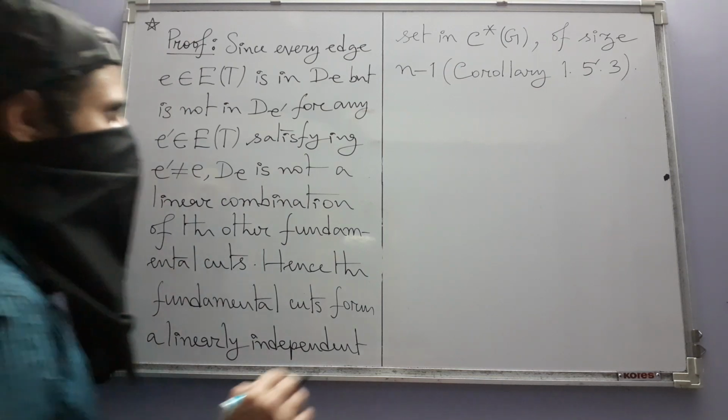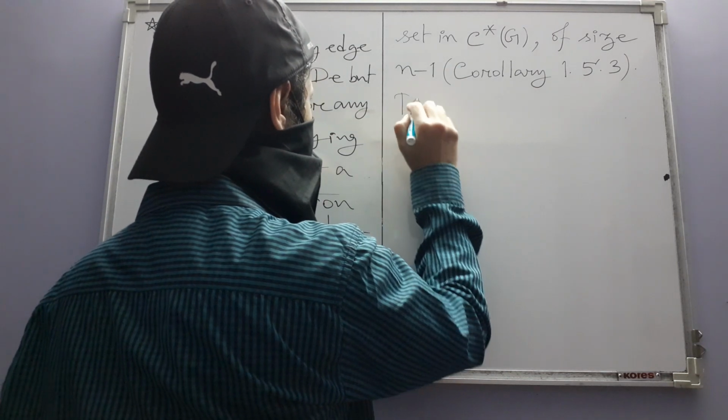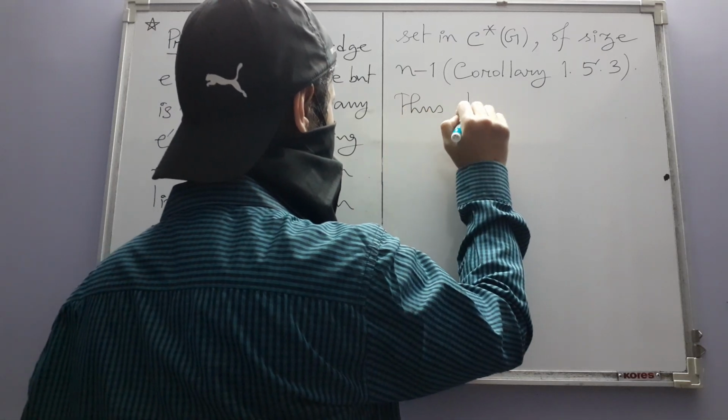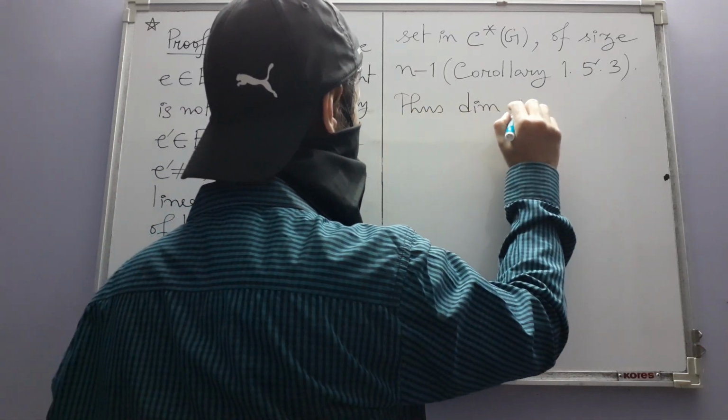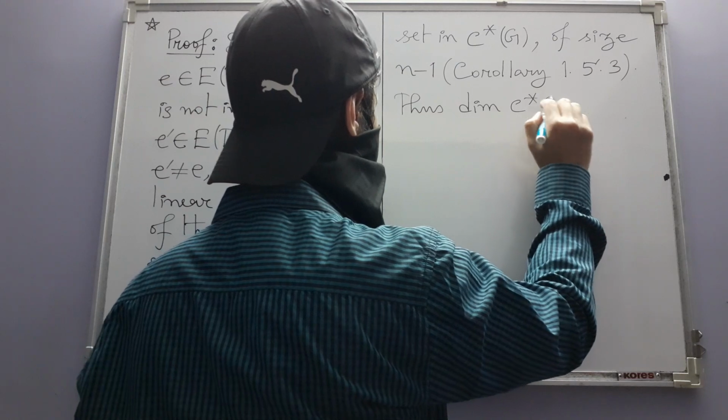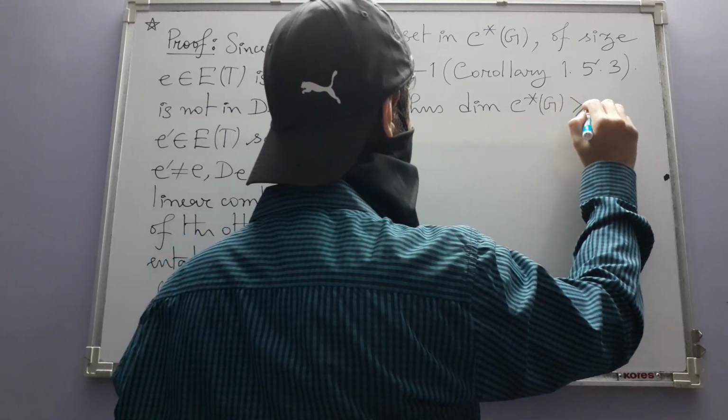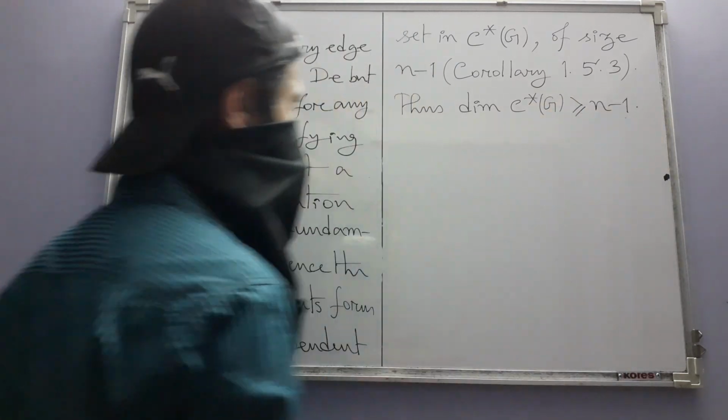Okay, thus the dimension of the cut space should naturally be greater than or equal to n minus 1.